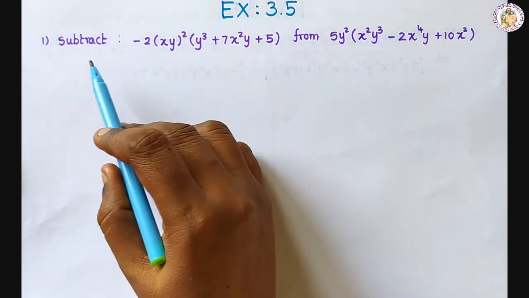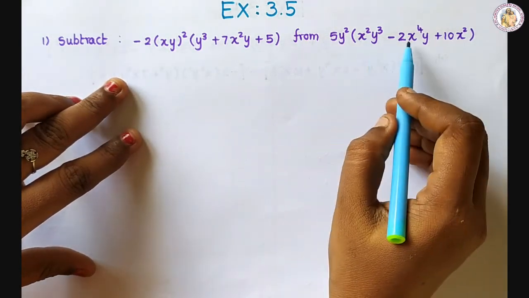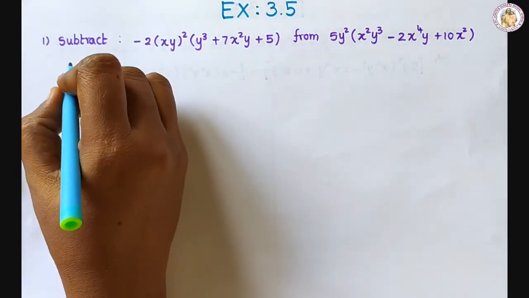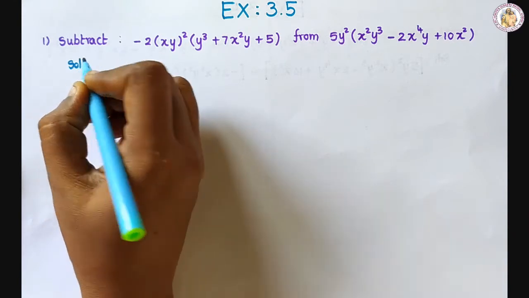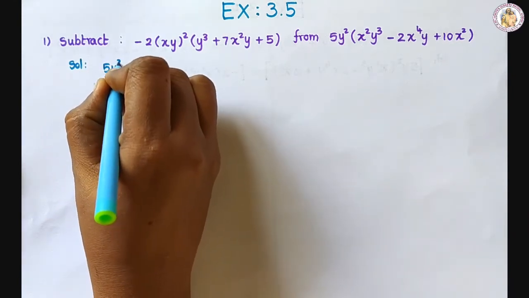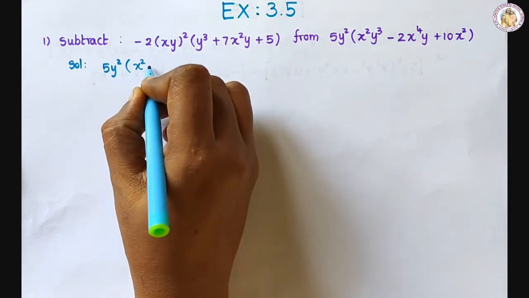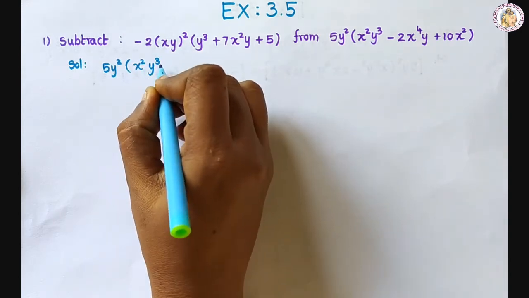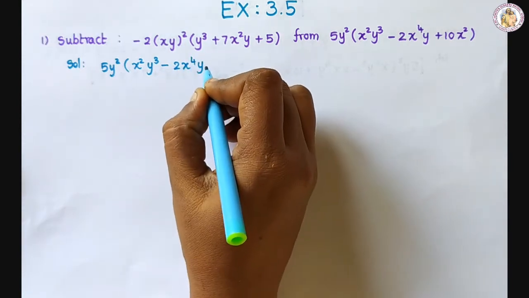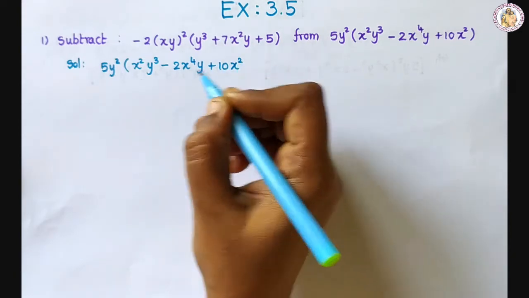Listen. Subtract this expression from this one. So write down this first. 5y squared into x squared y cube minus 2x power 4 y plus 10x squared.